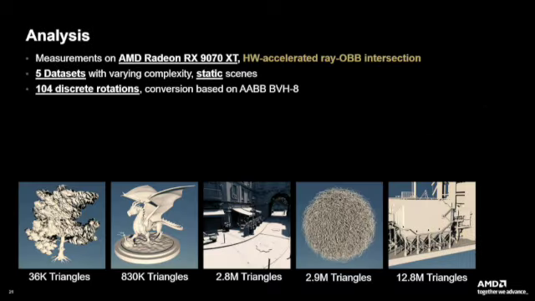Now for the analysis. Based on the builder that we provided, we wanted to measure the actual performance and do some analysis in terms of the traversal behavior and statistics. We measured this on the latest RDNA4 graphics card from AMD, which allows hardware-accelerated Ray-OBB intersection. And we used 5 datasets with varying complexity and important static scenes in this work.